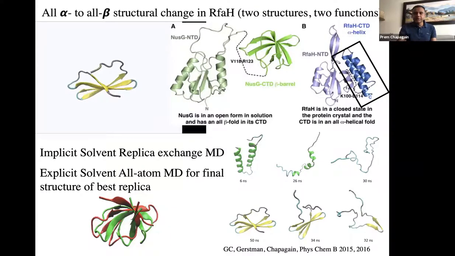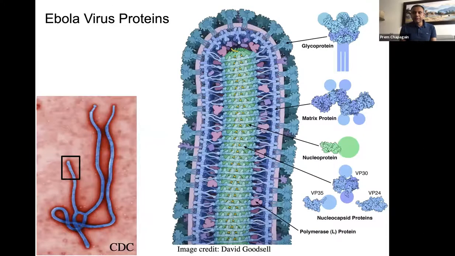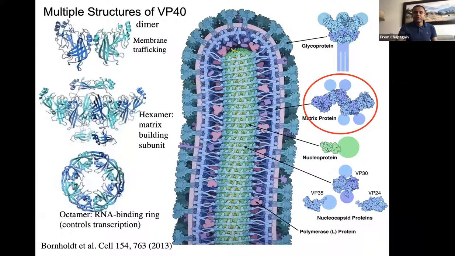We published a few papers on this, and we also found out that Ebola virus proteins, especially the matrix protein, does the same thing. It has multiple structures, the same sequence, but it folds to different structures. In fact, this one is more like domain rearrangement as opposed to completely refolding to beta. But nonetheless, it is a transformer protein. So these are the structures that have been found for the matrix protein. It can exist as a dimer, hexamer, or octamer.